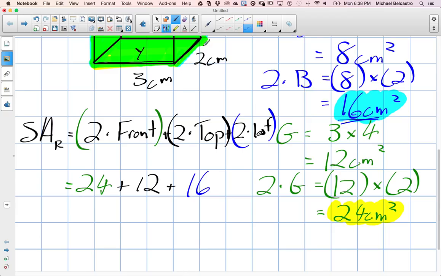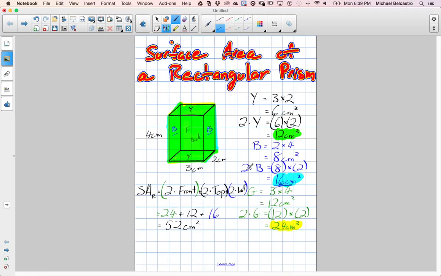and all those things. So now we just got to add all of our sides together. It's still going to be squared, whatever our answer is. And I'll tell you, 24 and 16 is going to be 40, and 40 and 12 is going to be 52. So this is 52 centimeters squared. That's the total surface area of the shape.